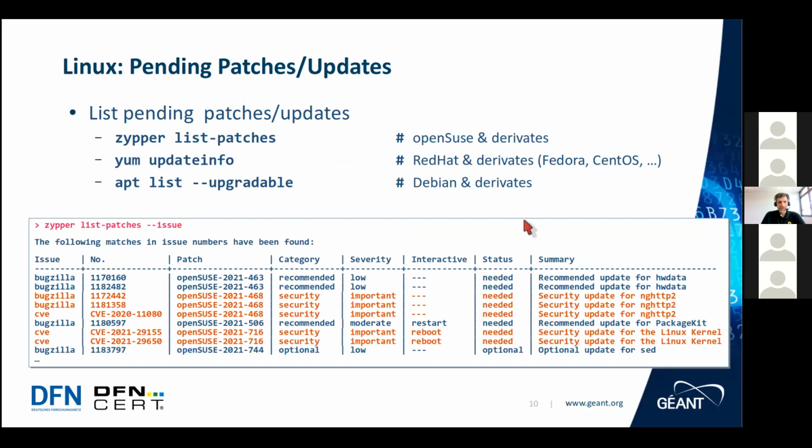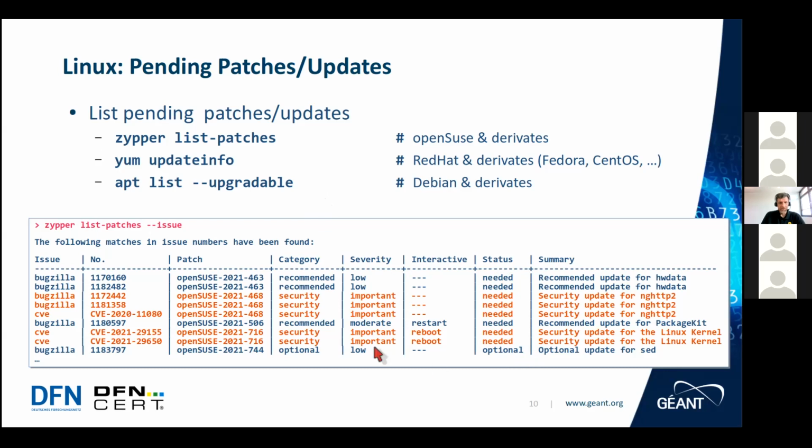So it gets a little more troublesome if we look for pending patches and updates, because we have to use a more advanced tool like here. OpenSUSE uses Zypper, Red Hat and its derivatives use Yum, and Debian systems mostly use apt. If you are into CLI tools, there are a couple of graphical tools also, but let's stay with these here.